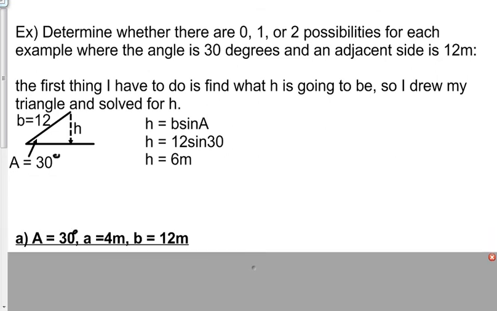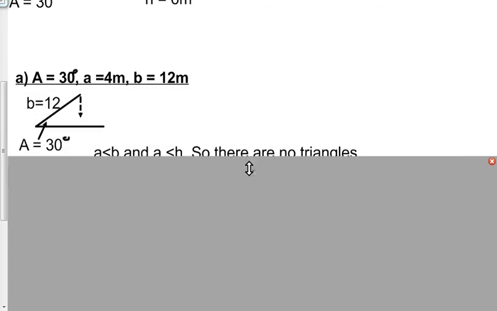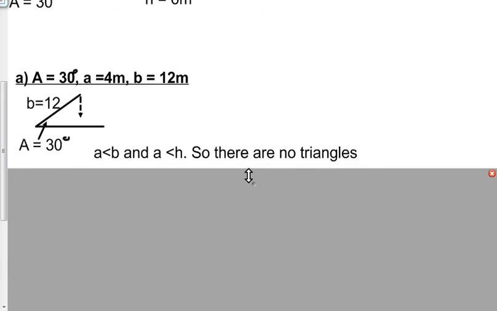So, part A. I need to determine whether there are 0, 1, or 2 possibilities. Angle A is 30 degrees, side A is 4 meters, and B is 12 meters. So I drew myself a picture. A is less than B, and it's also less than H, so that means that there are going to be no triangles.